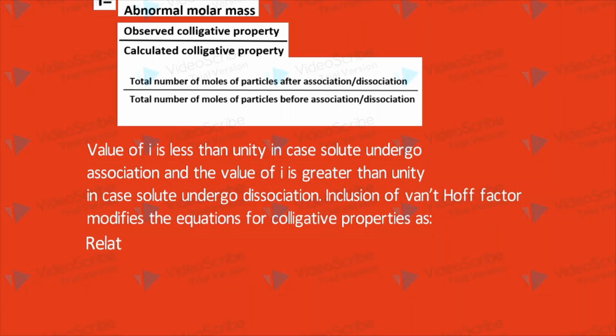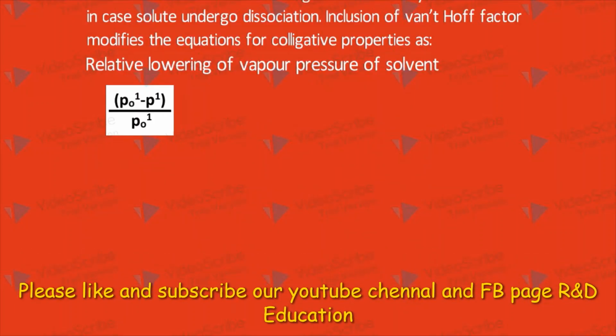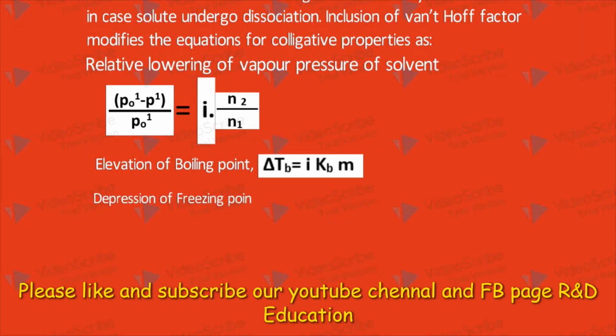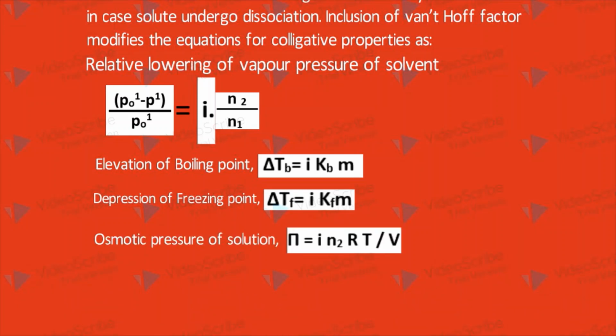The value of i is less than unity in case the solute undergoes association, and the value of i is greater than unity in case the solute undergoes dissociation. Inclusion of Van't Hoff factor modifies the equations for colligative properties as relative lowering of vapor pressure of solvent: P01 minus P1 divided by P01 equals i n2 divided by n1.